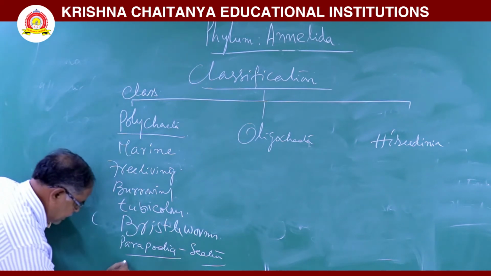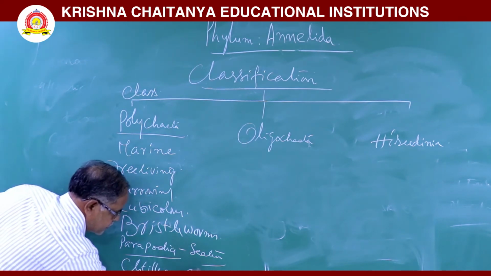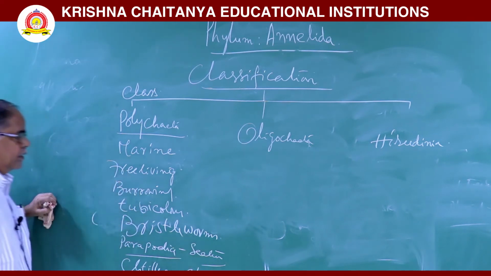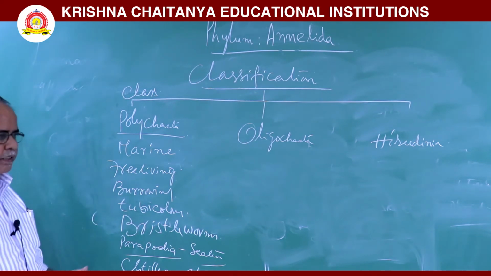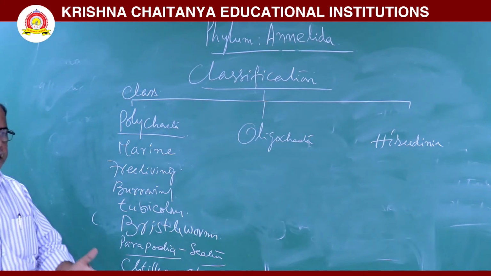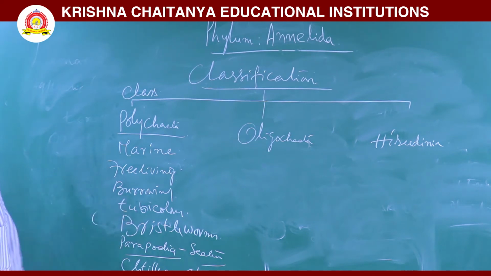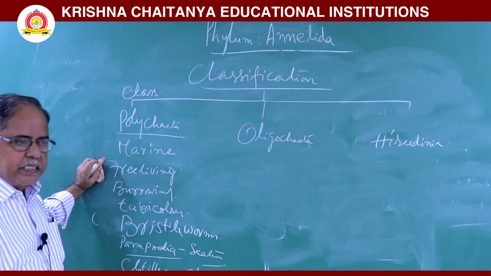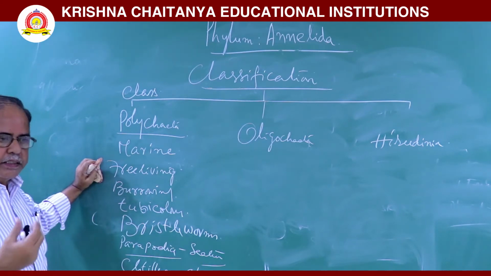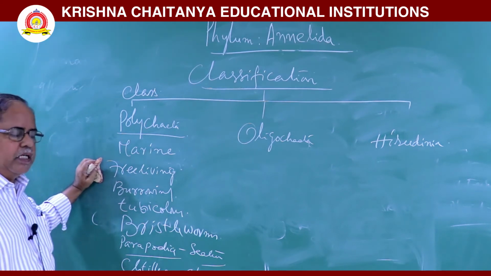Here, clitellum is absent. They are dioecious, that means unisexual animals. Here, gonoducts are absent. The gametes are released in the coelomic cavity. They come out through nephridiophores. External fertilization occurs.